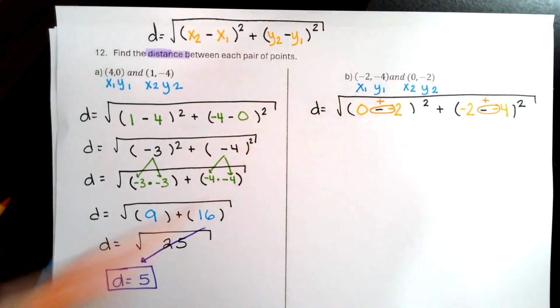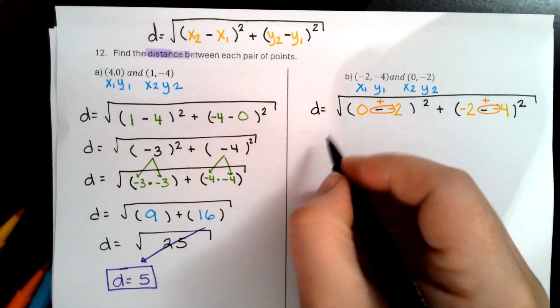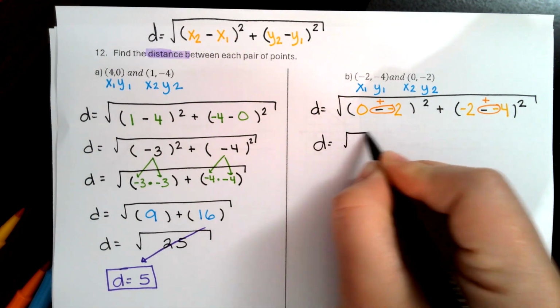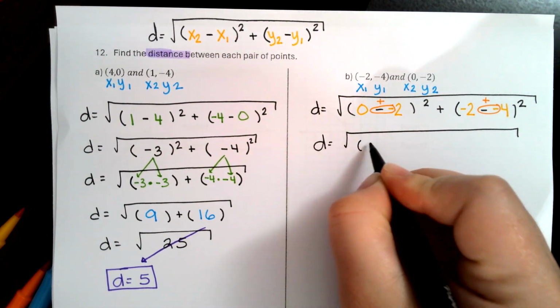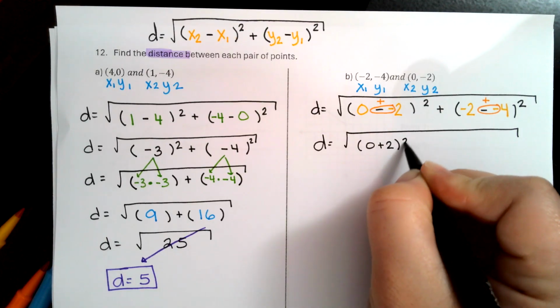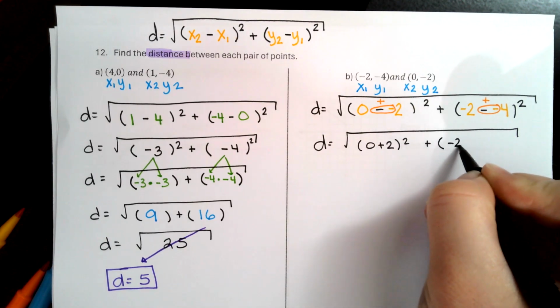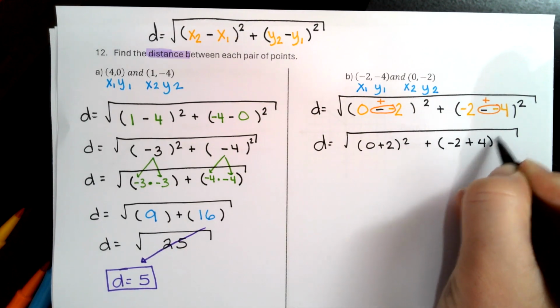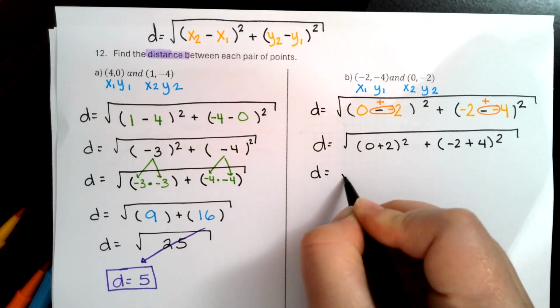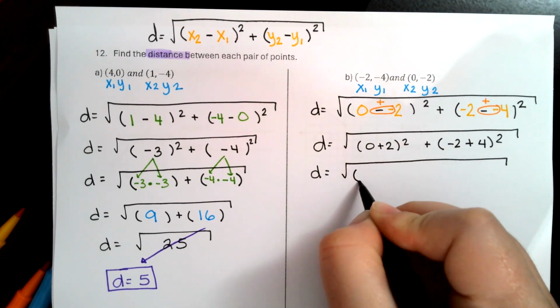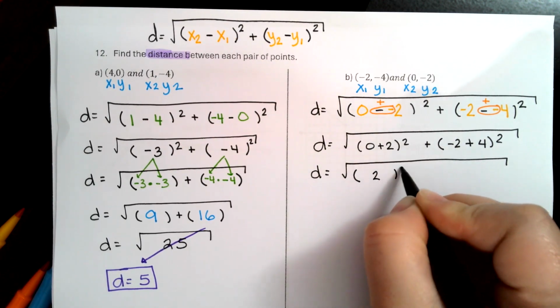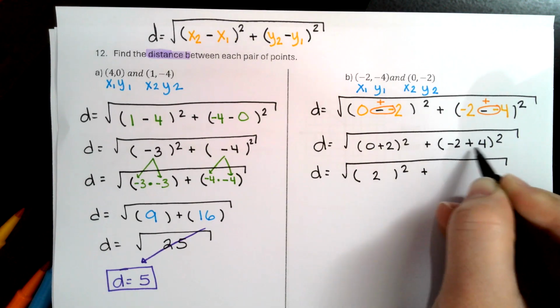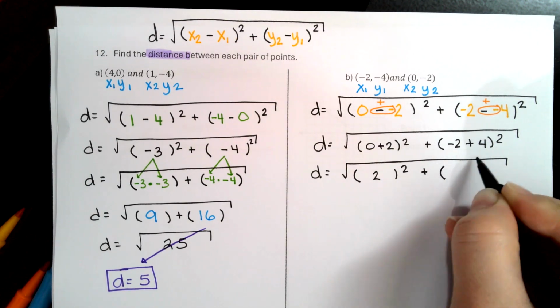It looks like we have 2 double negatives. Make it smaller. We have 0 plus 2 squared and negative 2 plus 4 squared. 0 plus 2 is 2. Negative 2 and 4 pluses. So 2 minuses, 4 pluses. That gives us some 0 pairs. And we get a positive 2 squared.